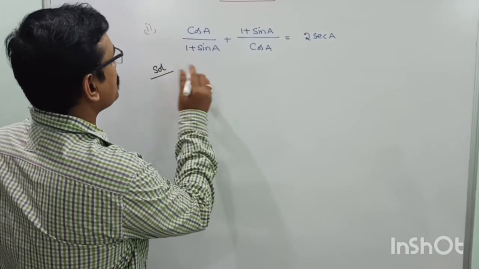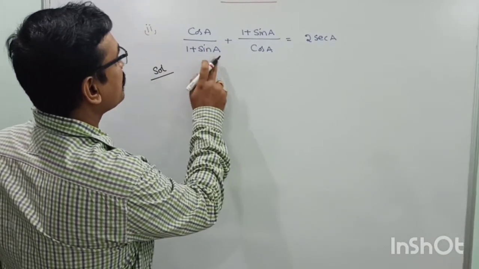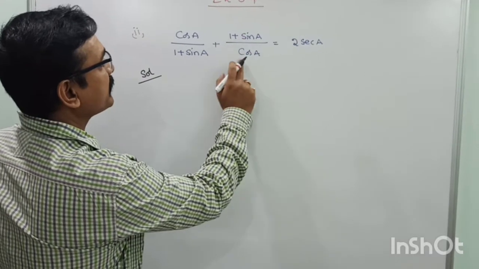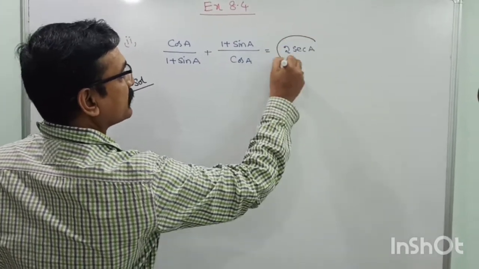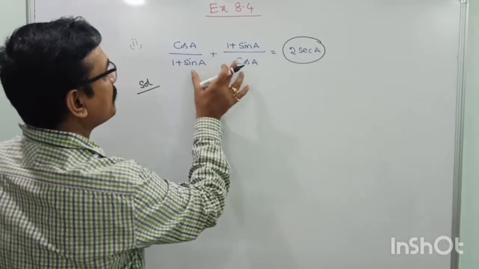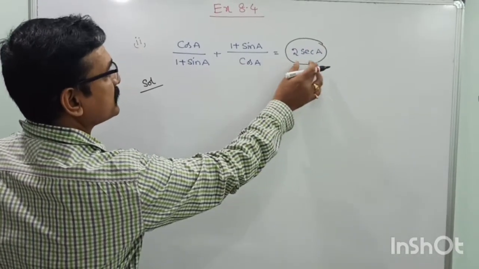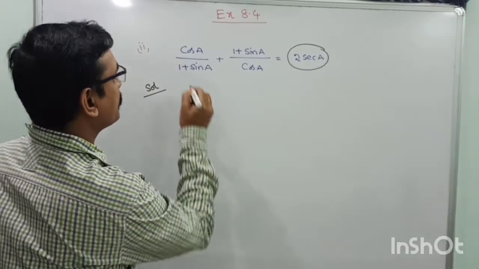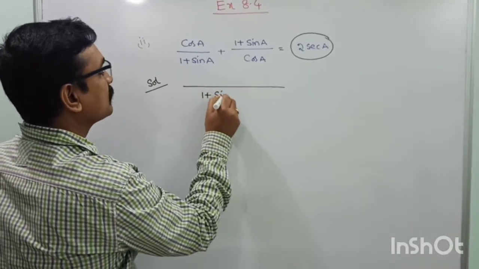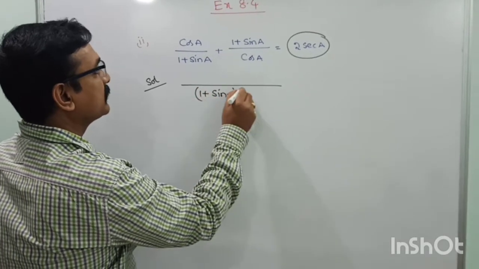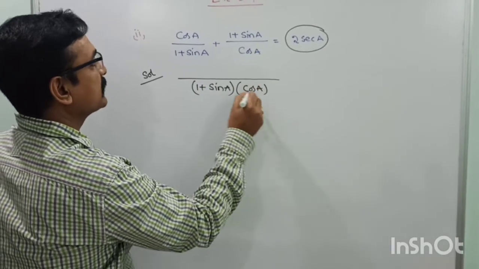For fifth Roman, question number 2. Cos A by (1 plus sin A) plus (1 plus sin A) by cos A equals to 2 secant A. So we have to prove here that the sum of these two trigonometric functions is equal to 2 secant A. Now here find the LCM of the denominators. (1 plus sin A) into cos A is the LCM.